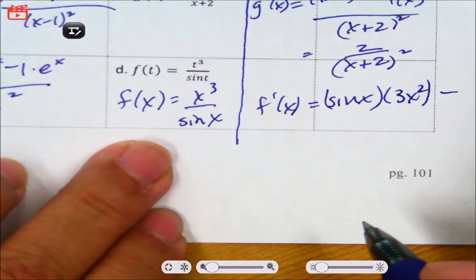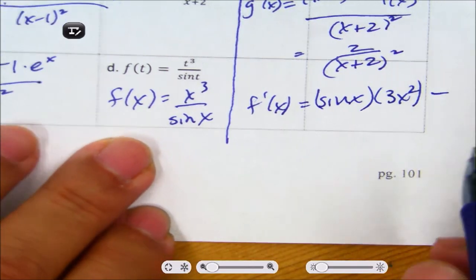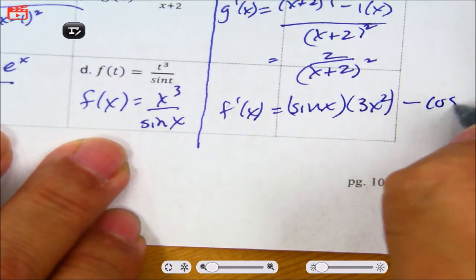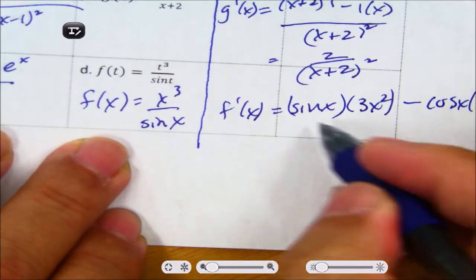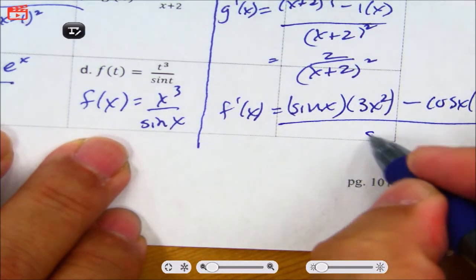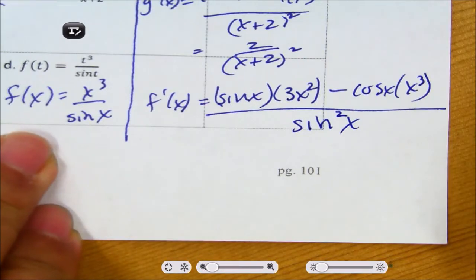Minus. Now take the derivative of the denominator. So the derivative of the denominator is cosine times the numerator, which is x cubed, over sine squared x. Oh, I get it now. Sine squared x and sine x squared, I think, are the same, right?